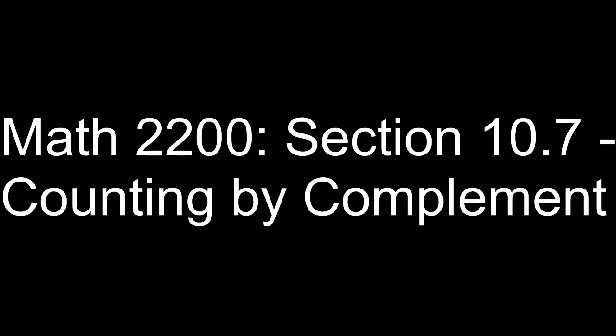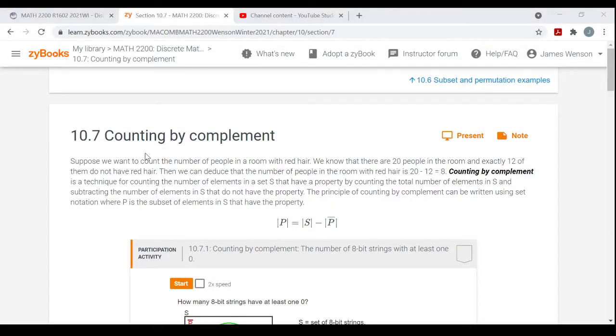So let's get into this. Suppose we want to count the number of people in a room with red hair. We know that there are 20 people in the room, and exactly 12 of them do not have red hair. Then we can deduce that the number of people in the room with red hair is 20, the set of all people, minus those that don't have red hair, and then you get the number that do. 20 minus 12, there'd be 8 people in the room with red hair.